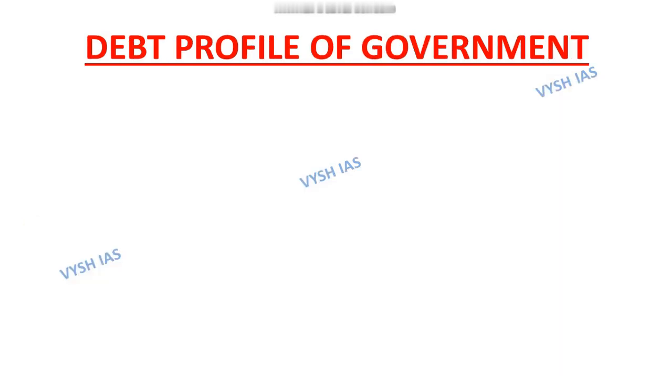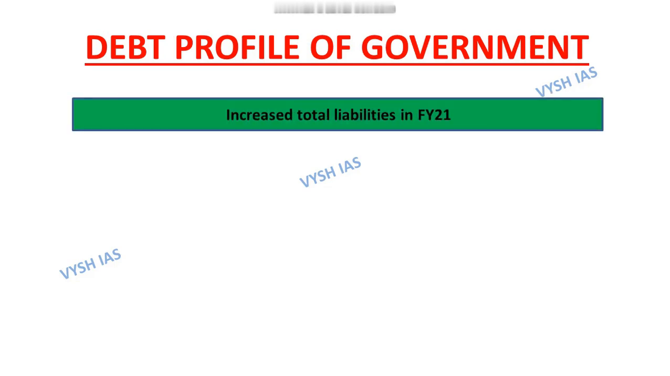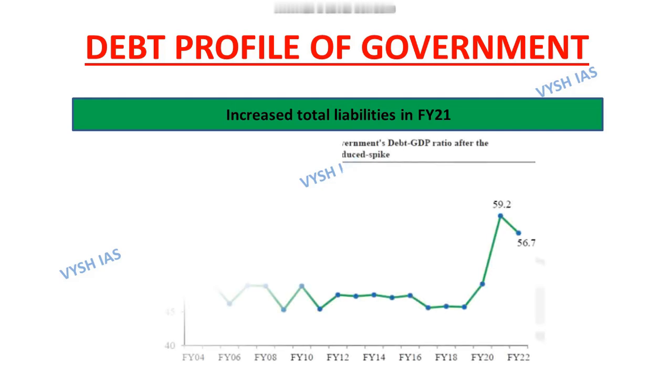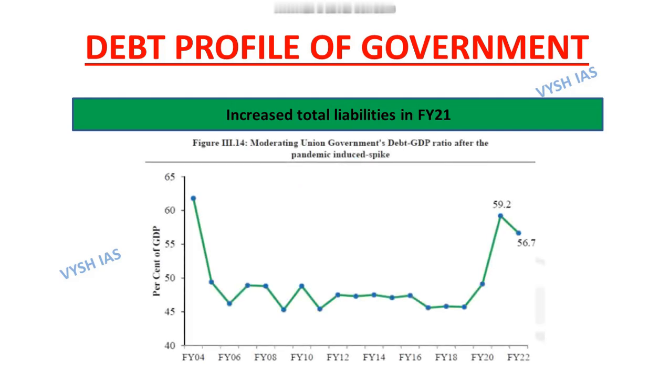Now, move on to the next topic, that is the debt profile of the government. The pandemic-induced higher government borrowing to finance additional expenditure has increased total liabilities in financial year 21. Now let's look at the graph. This graph is relating to the moderating Union government's debt-GDP ratio after the pandemic-induced spike.